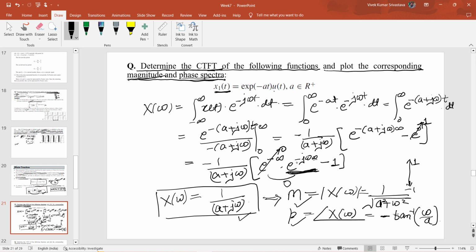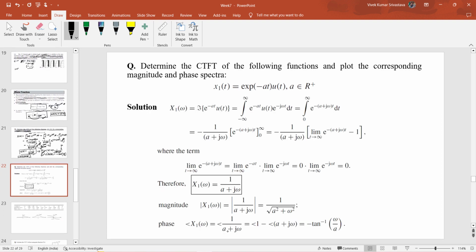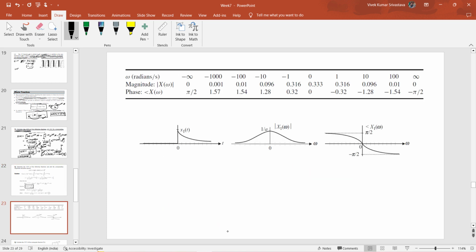Okay, so once you know the magnitude and phase corresponding to this Fourier transform, now what you have to do is vary the omega from minus infinity to infinity. Okay, and now you have to check what will be the value of magnitude and phase that you have to plot basically, so as to check the magnitude and phase spectra. Okay, so I have already calculated this magnitude and phase for different values of omega.